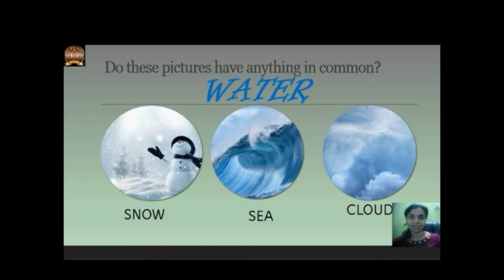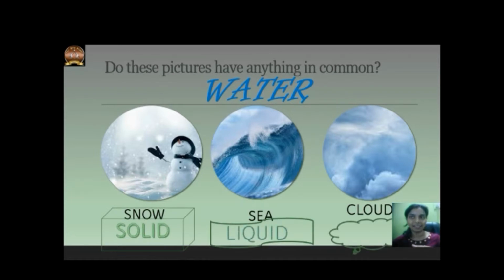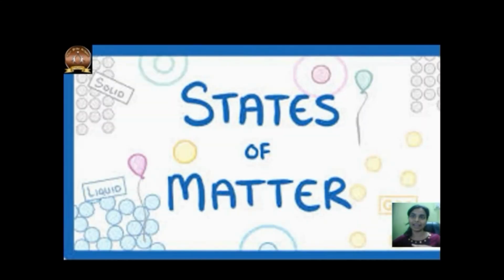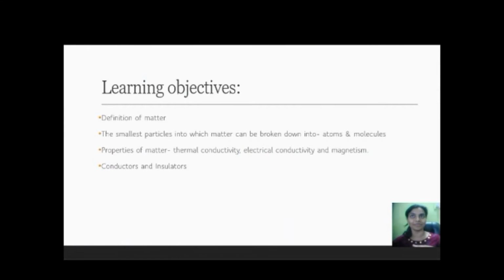You learned the previous year that water exists in three different forms. They are the solid, liquid, and the gaseous form. And these three forms are known as the states of matter. So this is what we will be learning in this lesson in the next upcoming videos. In this particular video, we are going to learn about the definition of matter.